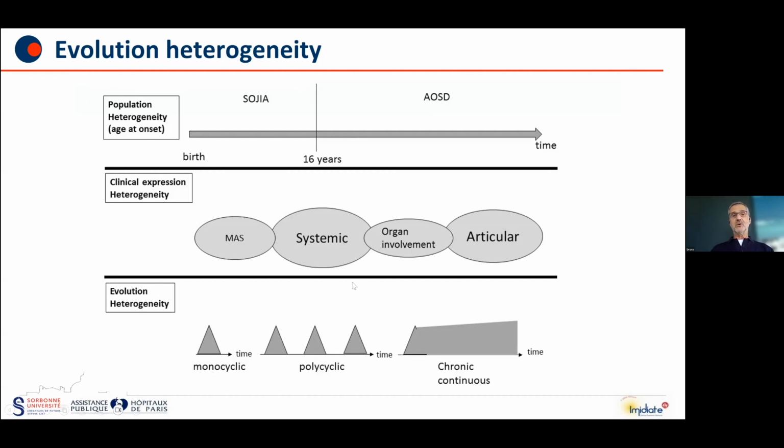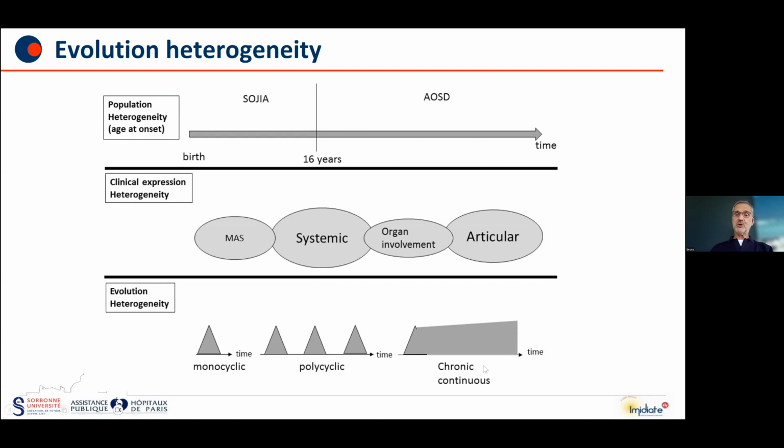And there is also an evolution heterogeneity. Some patients will have just one flare of the disease. We can't say the patients are cured because a relapse is always possible, but some patients will have only one flare during their life. We don't know why, but it may happen. The majority of the patients will have recurrent flares after a few months, after a few years, and we have no clue, no marker to identify which patient will relapse and which patient will remain in remission.